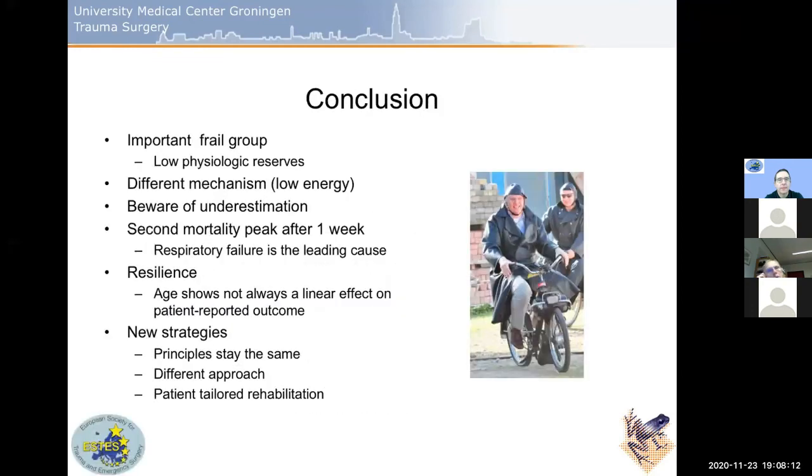To come to a conclusion, elderly polytrauma patients are a very frail group with low physiological reserves. There are different mechanisms. We have to beware of underestimation of inflammation. And there is a second mortality peak after 1 week, and the main cause is respiratory failure. And regarding resilience, age does not always show a linear effect on patient-reported outcome.